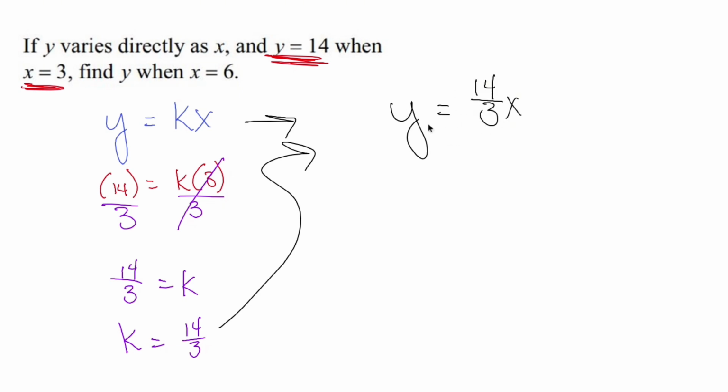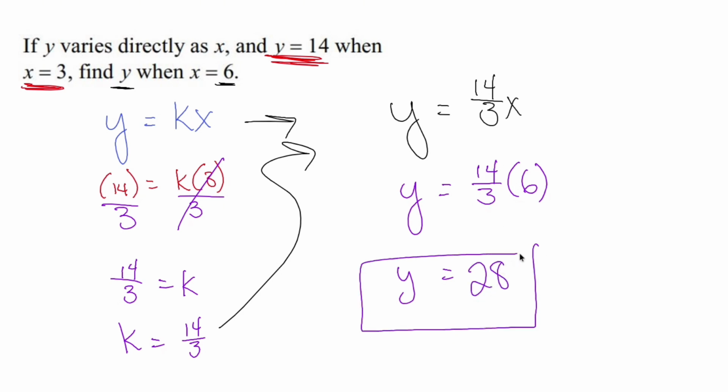Why is this helpful? Well, since I know that, I can find y when x is 6, and I do that by replacing x with 6. Y equals 14 over 3 times 6. Okay? Y equals, when you multiply those together, you're going to get some number over 3, but that simplifies out to 28. So y is going to equal 28. So the way you do this is you build your equation for direct variation. Once you have that, it's built. You plug in the number you're given to find the other number, and you're good.